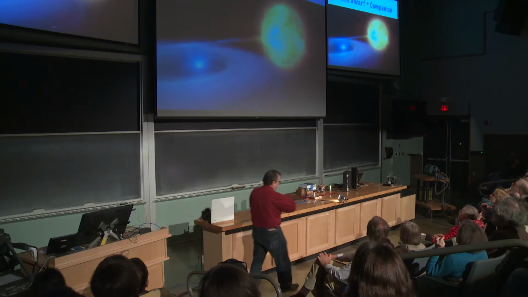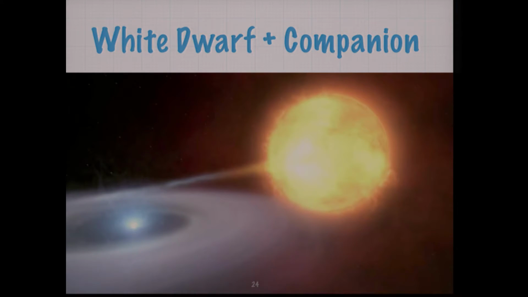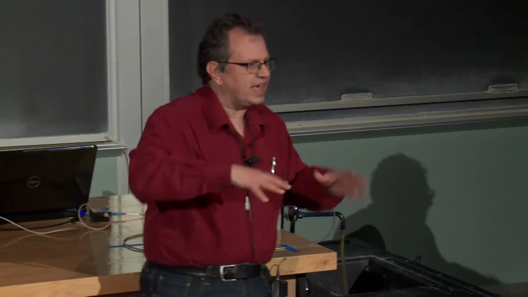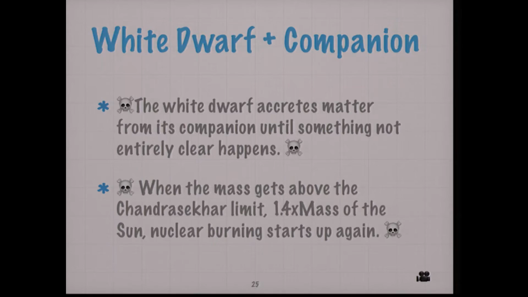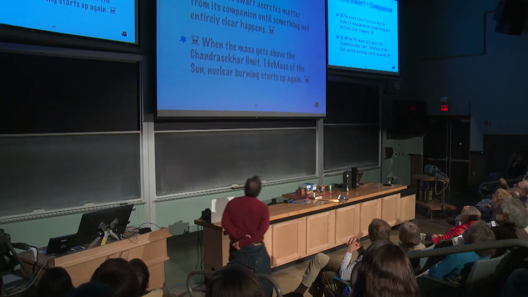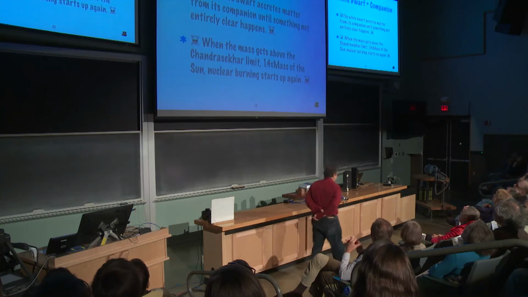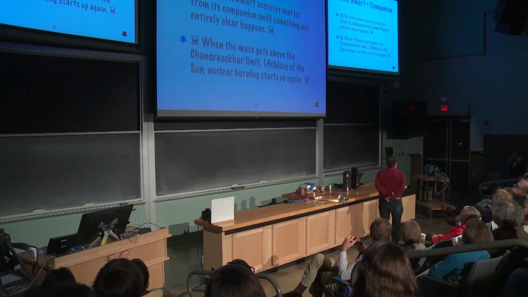An accretion disk forms, and that's just because of the physics of gravity and spinning things. If you're attracted by gravity, you tend to start spinning, and it tends to form a disk. If I have a white dwarf and a companion, and by the way, I put skull and crossbones here because if I'm lying to you about something, this is what I'm lying to you about, right? Because we're not exactly sure. This story that I'm going to tell right now, we're not exactly sure if this is how it works. The white dwarf accretes matter from its companion until something that we're not entirely sure of happens.